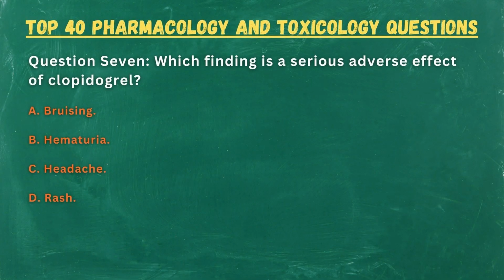Question 7. Which finding is a serious adverse effect of clopidogrel? A. Bruising. B. Hematuria. C. Headache. D. Rash. Answer: B. Hematuria.